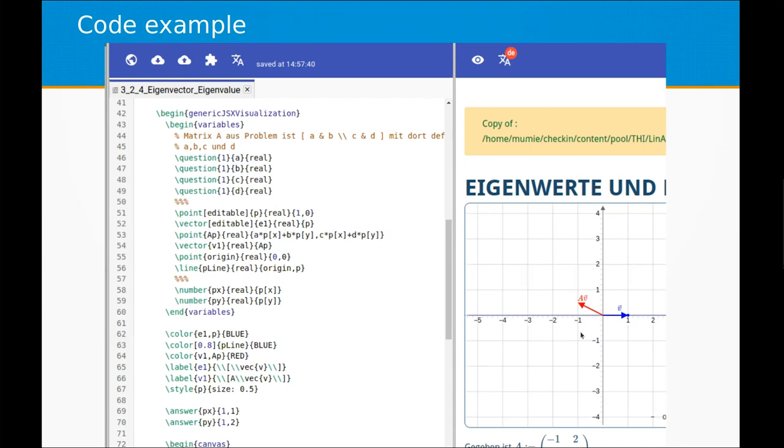And all the dependencies and interaction, so that, as we have seen, the vector is also shown in the text, and if you update the visualization, the text updates, and if we update the text, the visualization updates. This is all done in the MUMIE background, and the author just has to use the variables like p, I think p is the point here, and display it in the visualization by a command, and also display it in the text by a small command.